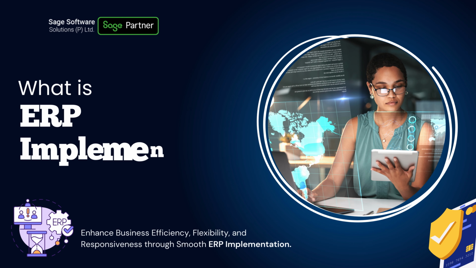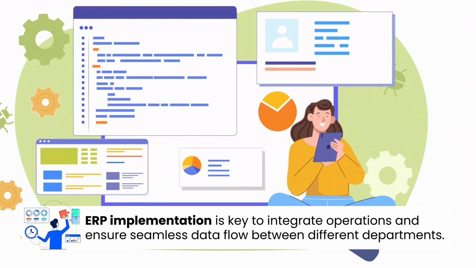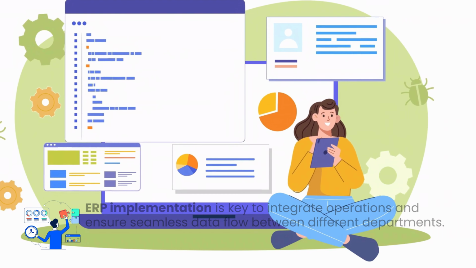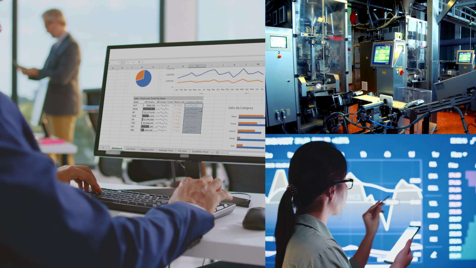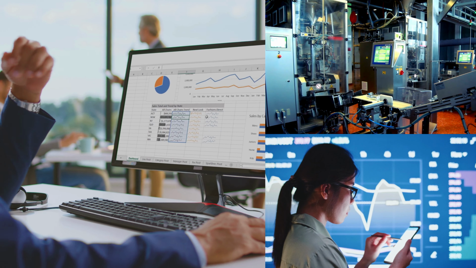Hello everyone, today let's talk about what is ERP implementation. ERP implementation is the process of installing, configuring and customizing ERP software and integrating it with different departments across the company, such as production, finance, sales, and operations.